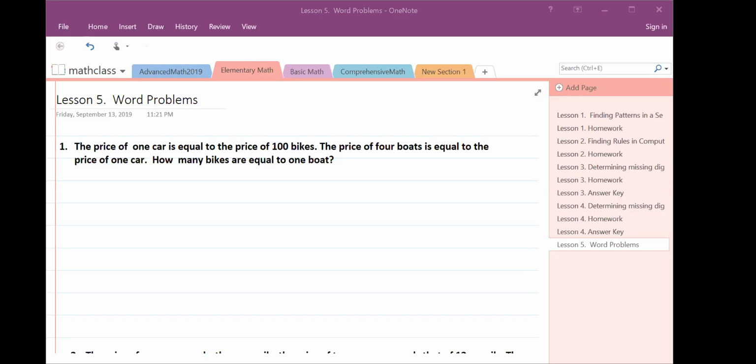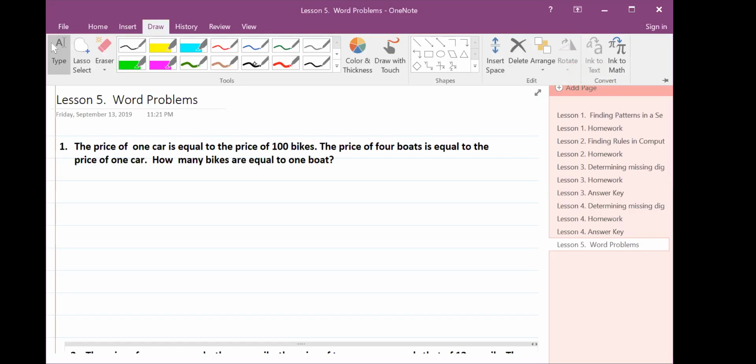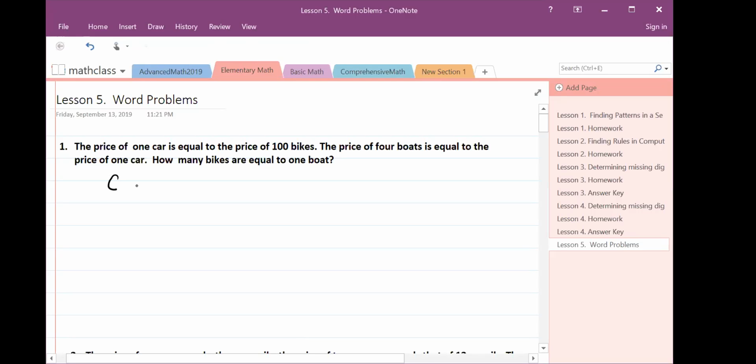So there are several items here: car, bicycle, boat, 3. You need to write down the relationship among them. Let's use C for a car. 1 car equals 100 bicycles, right? Make it easier and clear. Otherwise, you have to read the problem over and over again.